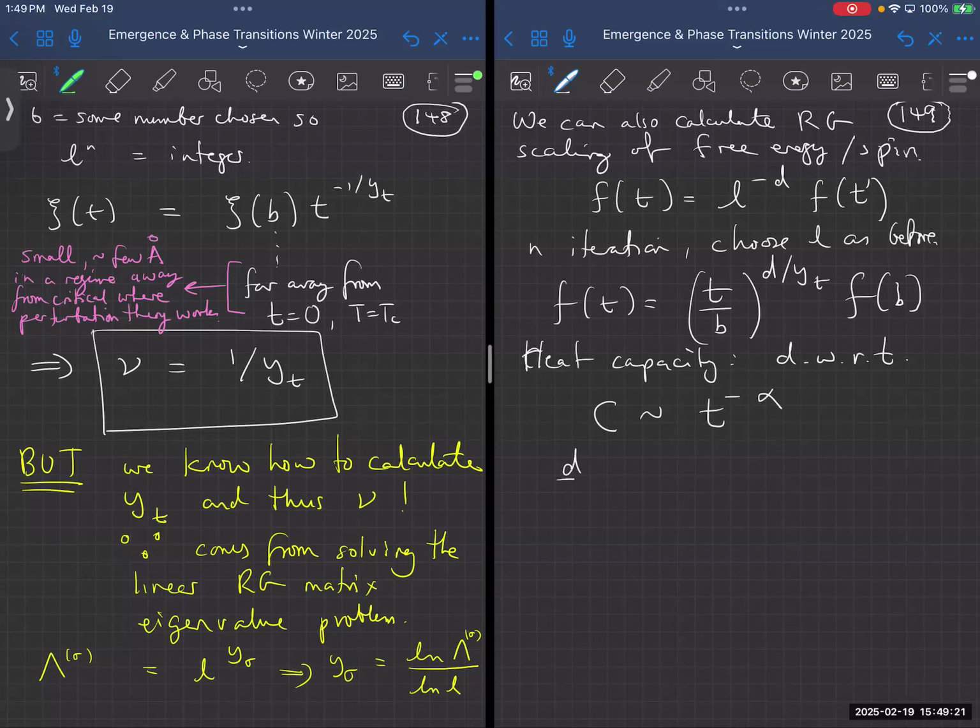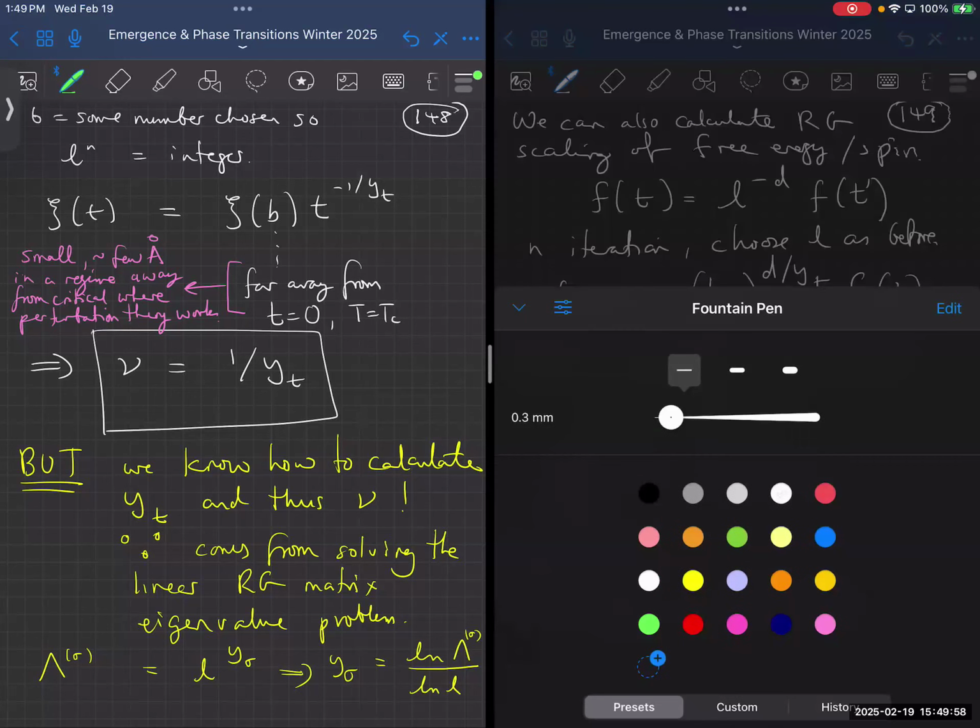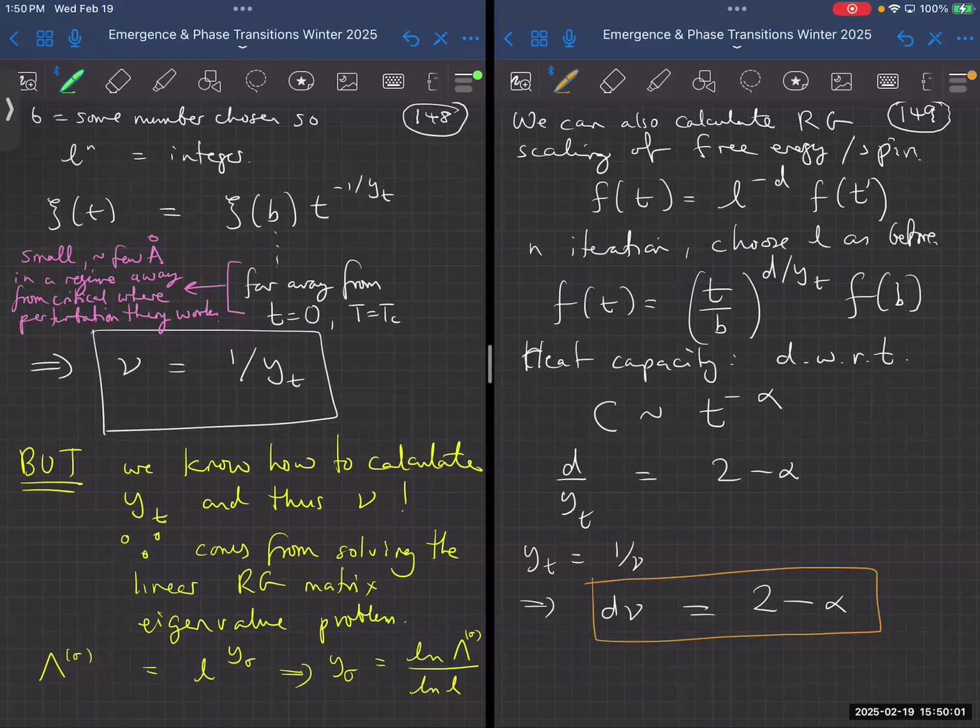Well, that means that D over Y sub T must equal 2 minus alpha. So the free energy scales as T to the D over Y sub T. So if the heat capacity scales as T to the minus alpha, then the scaling of the free energy is minus alpha plus 2, because I do 2 derivatives of the free energy to get the heat capacity. So therefore, I know what Y sub T is. Y sub T, I just showed you, is equal to 1 over nu. And so what we've just derived is D nu is equal to 2 minus alpha. And this is Josephson scaling law.